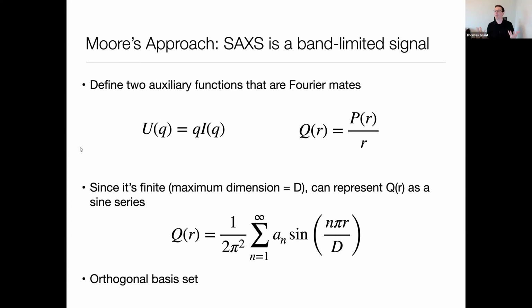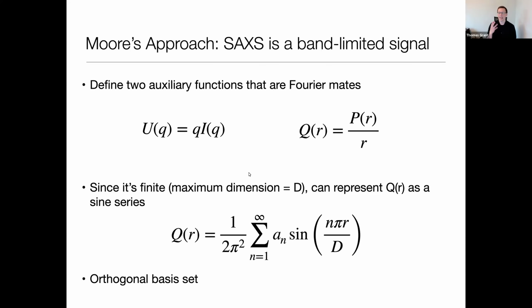So he wanted to find a set of basis functions, rather than cubic splines, that were instead Fourier mates of each other. And in order to do that, he came up with these two auxiliary functions. One is called U of Q, which is Q times the intensity, and the other is called Q of R, which is the P of R curve divided by R.